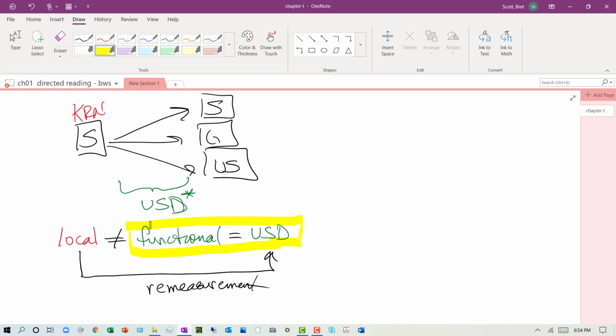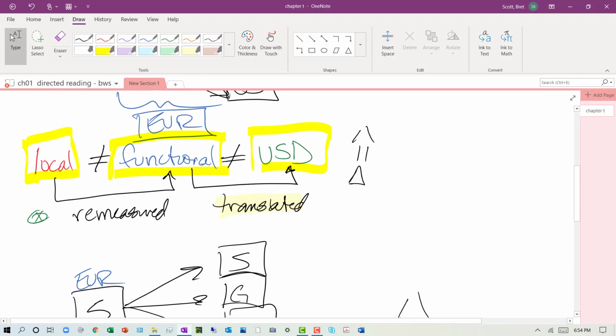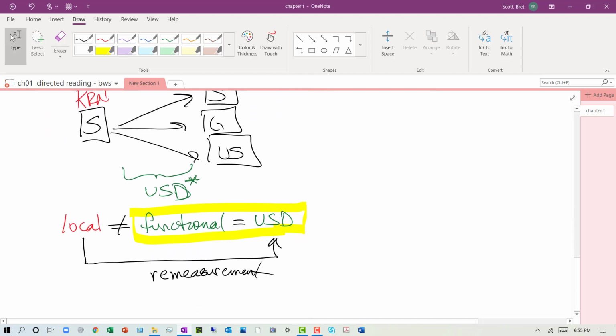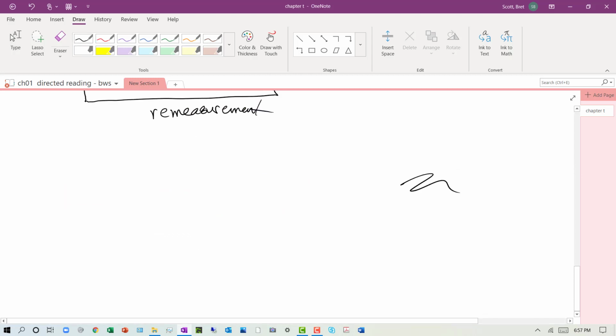So again, if you were to sort of summarize these, let's take a look back up above. Okay, we've got local, functional, USD. All of these are different. We're going to measure first, then translate. If the local equals the functional, which is the most common, then we only have to worry about translating. If the local does not equal the functional and the functional is US dollars, then we just basically have to worry about remeasurement. So what is the key question that we really want to take away from all this? Well, the key question is, what is the functional currency?